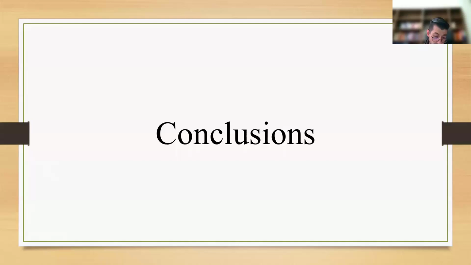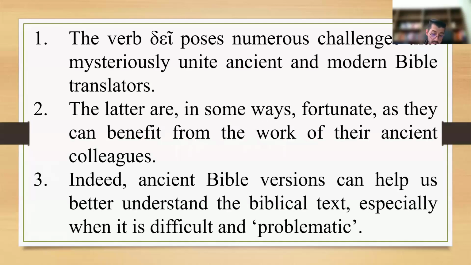Some conclusions. The verb atit poses numerous challenges that mysteriously unite ancient and modern Bible translators. The latter are in some ways fortunate, as they can benefit from the work of their ancient colleagues. Indeed, ancient Bible versions can help us better understand the biblical text, especially when it is difficult and problematic. The case of this verb is certainly a good example.